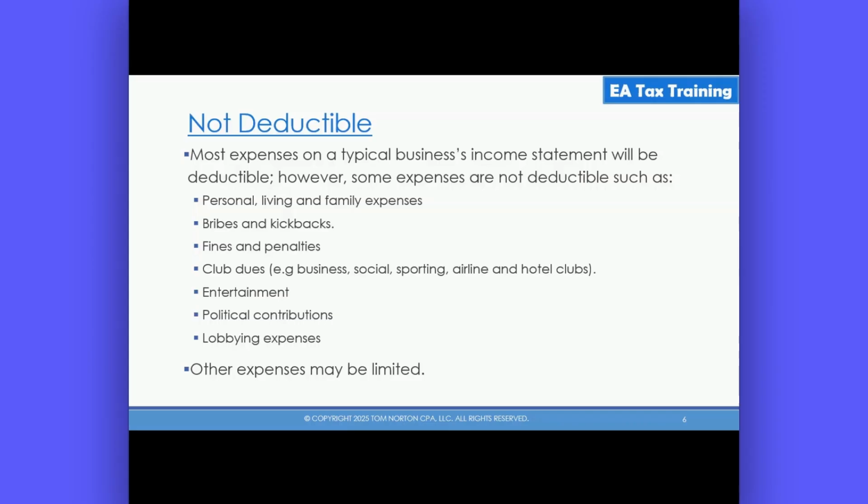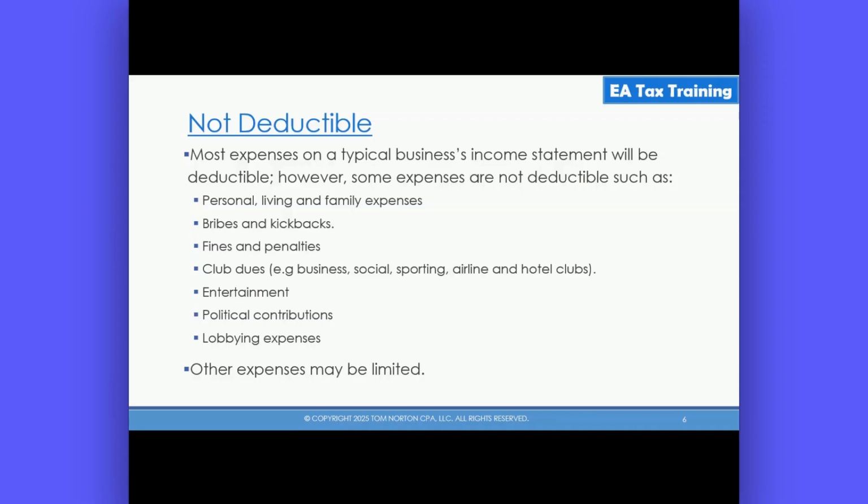Personal living and family expenses, no matter how many trusts, no matter how many LLCs or corporations that they have, no matter if it's overseas or in the United States, doesn't matter. You cannot deduct these things. They are not tax deductible. So moving on. Bribes and kickbacks.